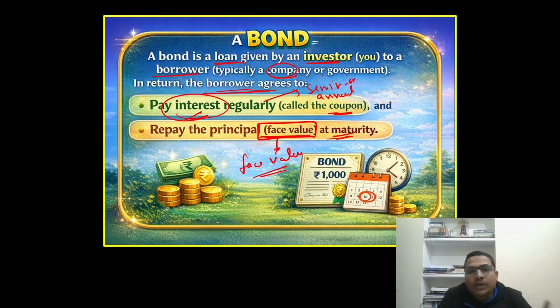So what is coupon? Coupon is the interest paid regularly. The price or the amount you are giving to the government or the borrower is called your face value. The principal value of the loan is called your face value, and the extra money or the interest you are getting is called the coupon payment, or the percentage interest is called your coupon.